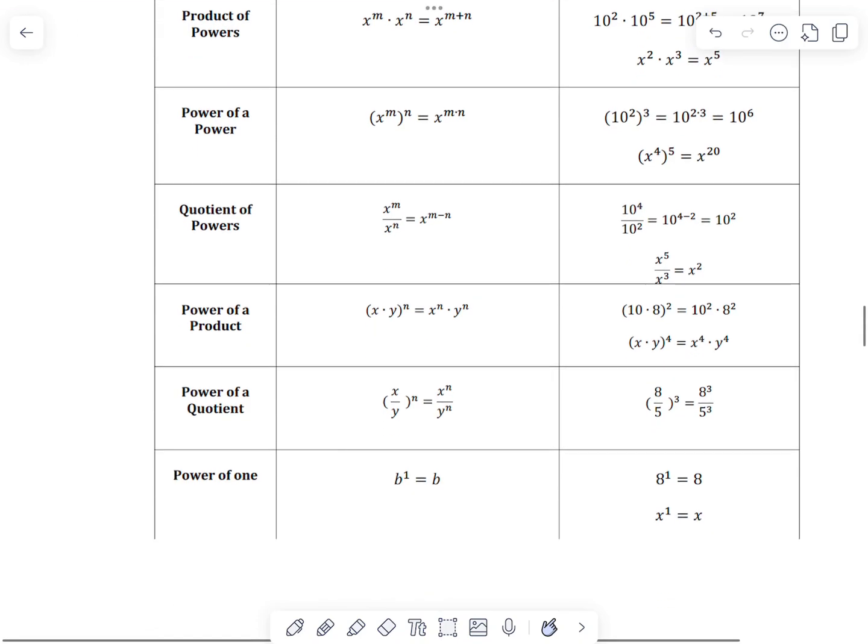The next one is called the quotient of powers. When we divide two exponential terms together and they have the same base, we would then subtract those exponents. So then you can see the examples off to the right here. You can pause and look.